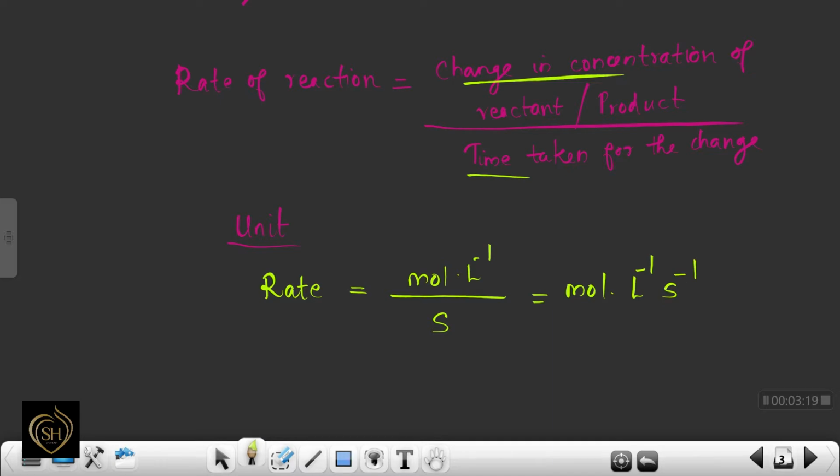If the time is represented in minutes, then the unit changes to mole liter raised to minus 1 minute raised to minus 1. So this is the unit of the rate of a reaction.